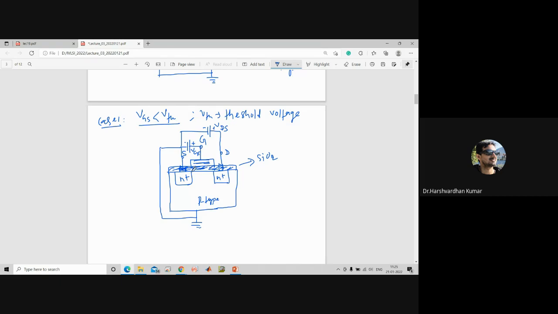So if you remember the second mode, what was the second mode of operation? Anyone remember? What will happen if VGS is less than VTH, but greater than 0? Depletion. Depletion, right? Very good. So what will happen in that case? Let us see the depletion region. Now the depletion region will be like that.